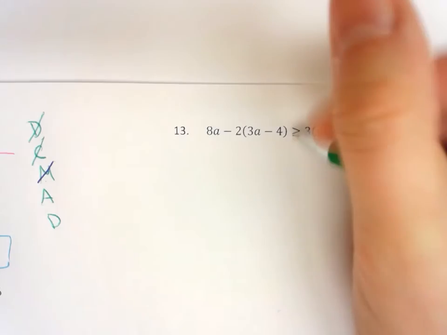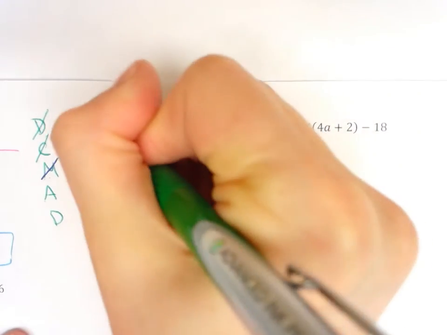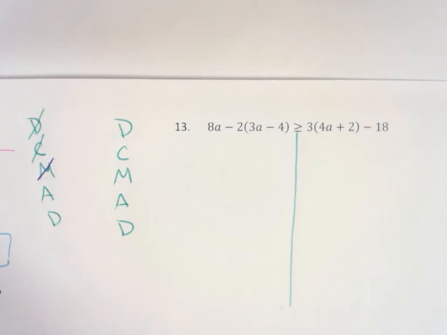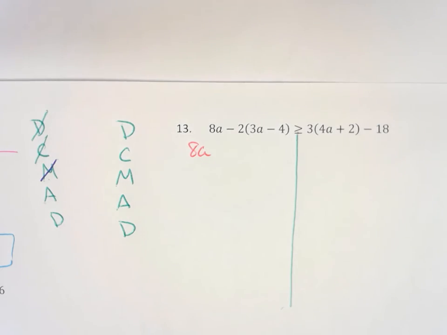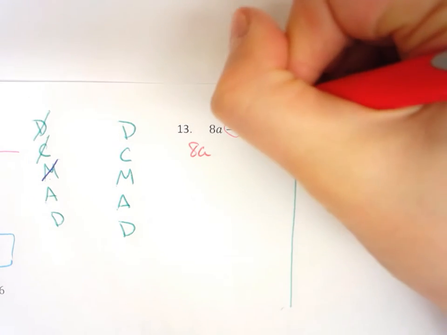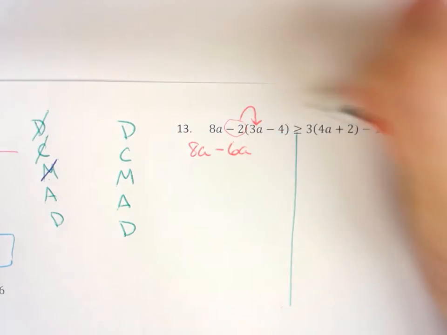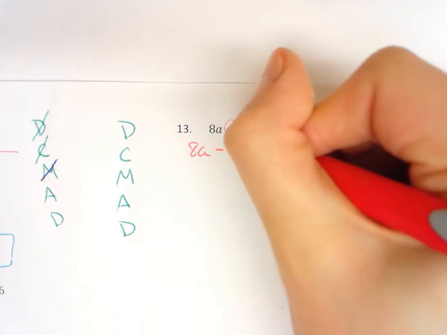Last problem, number 13. This one's a little bit longer, so I am going to draw that line in, and let's do the don't call me after dark. Okay, so the first step tells us to distribute. 8a moves down, but negative 2 is touching the parentheses, so I'm going to multiply negative 2 times 3a to get negative 6a. And negative 2 times another negative 4 gives me a positive 8.